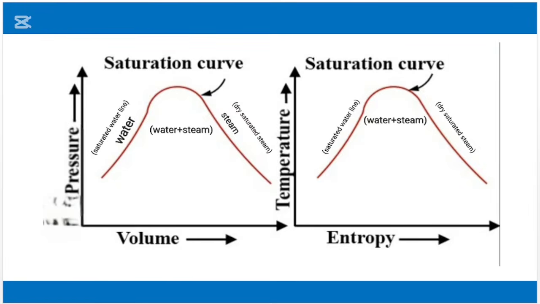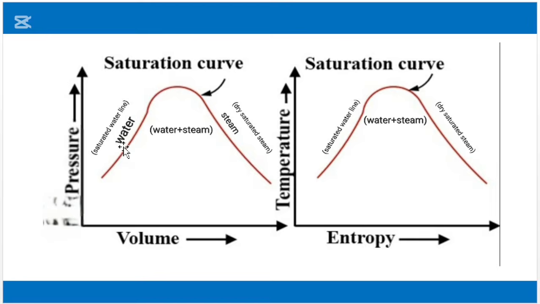But before we go into the Rankine cycle, understanding the saturation curve is very, very important, because we are going to begin from the saturation curve. The saturation curve can be understood from two diagrams. One is the PV diagram, the pressure volume diagram. The other one is the TS diagram, the temperature entropy diagram. Entropy is represented by S. So this is the saturation curve.